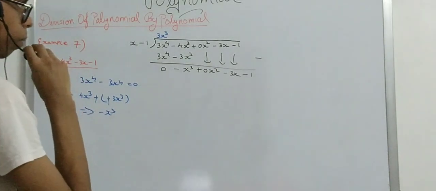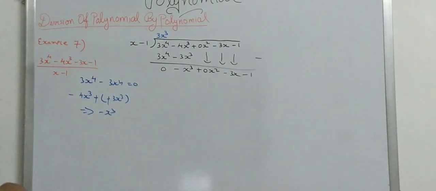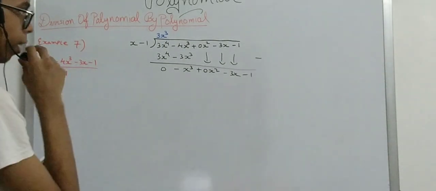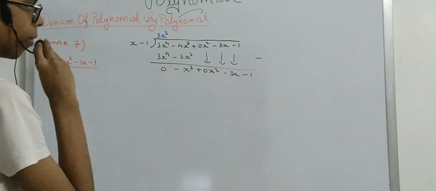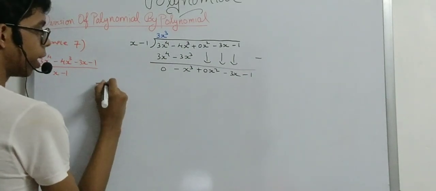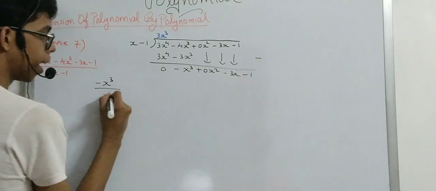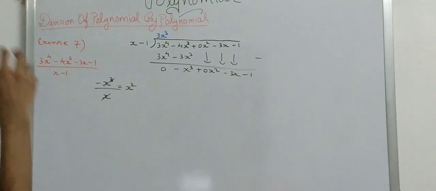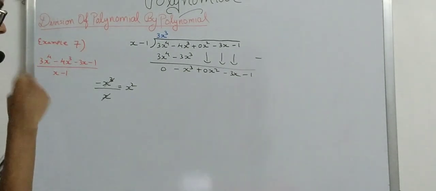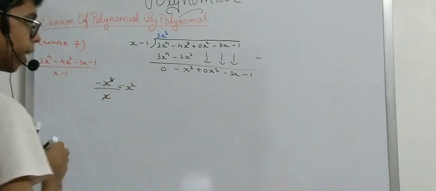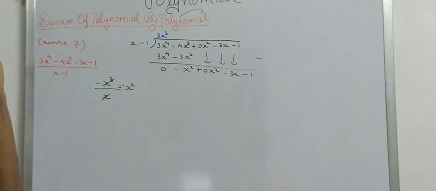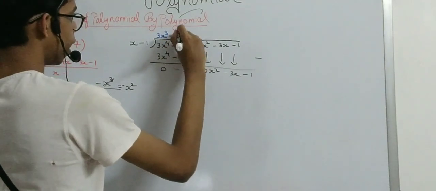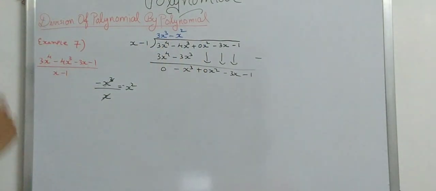Now we should continue the process. We should take this minus x cube and divide it with the first term of the divisor. So minus x cube divided by x. This x and this x cancel, so I will get x square over here. So it will be minus x square that I will be getting. This minus x square will be the second term of the quotient. Minus x square.